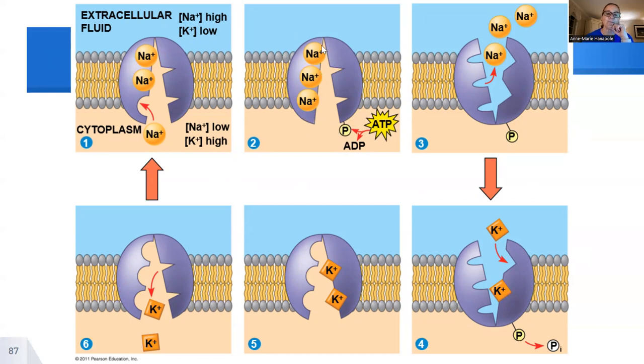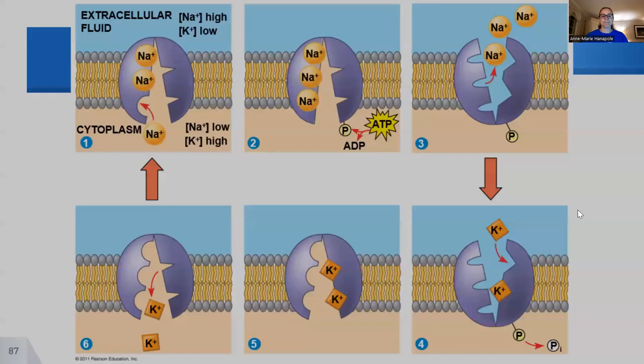So the sodium will enter that pump, ATP will activate it, which will then cause it to change shape, releasing the sodium on the outside of the cell where you already have a lot of sodium. And then the potassium will enter into that sodium-potassium pump, and it will change shape back, releasing the potassium inside the cell where there is already a lot of potassium. And so that whole process is pumping the sodium out and the potassium in, both of which is going against the concentration gradient, which requires ATP energy.